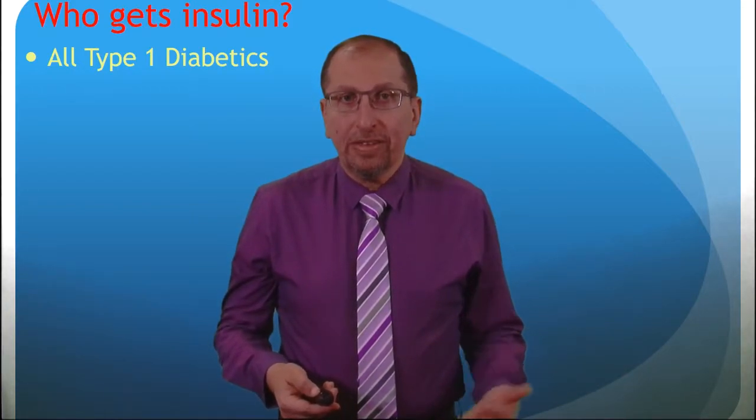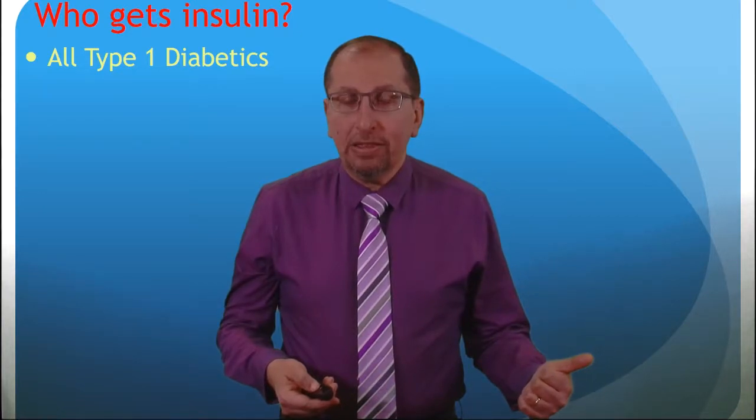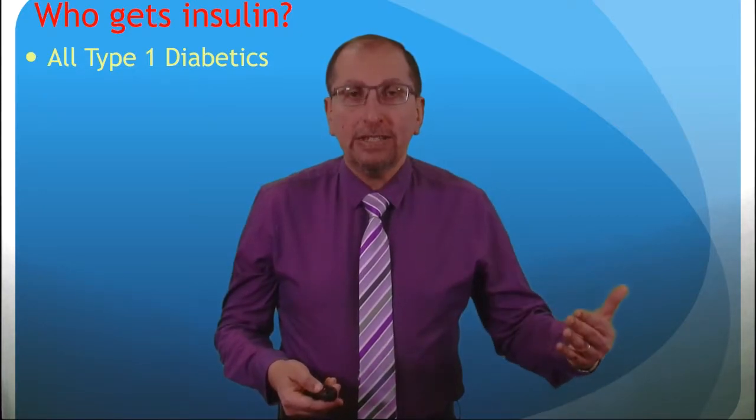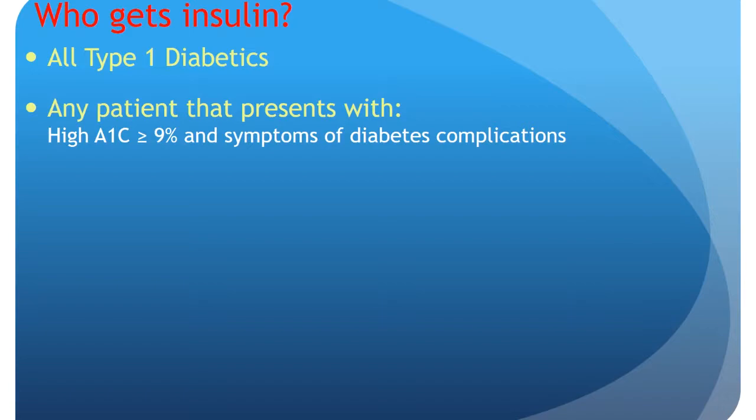But also, patients of type 2 diabetes who present with very high hemoglobin A1C. Very high, by this very high I mean higher than 9%. Why 9%? Because the incidence of complications of diabetes increase markedly if your hemoglobin A1C is more than 9%. So these patients will need insulin.